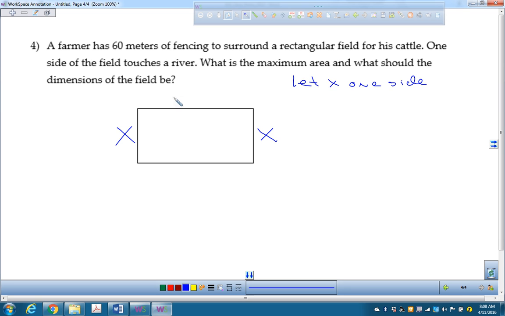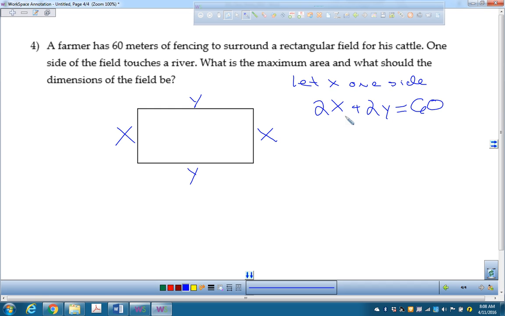So I could call this y, if I want to, but we're not going to call it y because I want to show you why I call it what I call it. So if I call this y, then I know that the perimeter is 2x plus 2y. What's 2x plus 2y? It has to equal 60. You guys understand that part? Yes? Okay. So now I'm going to solve this little equation for y.